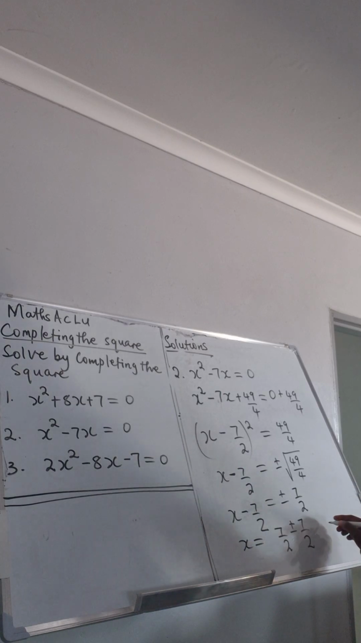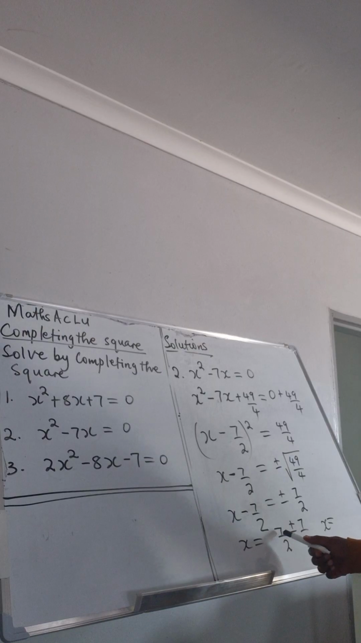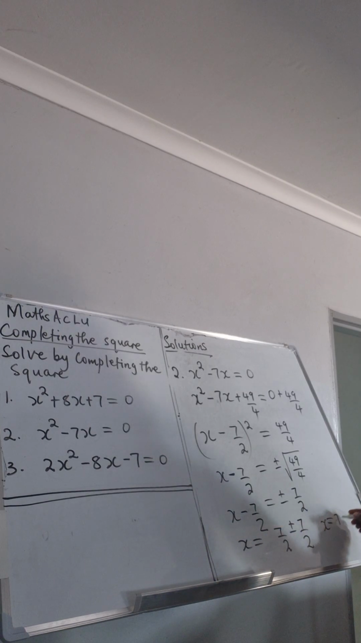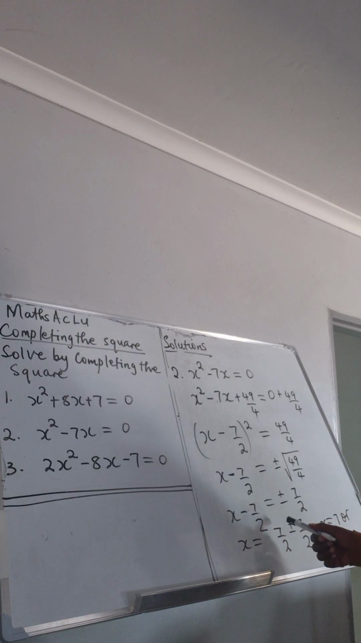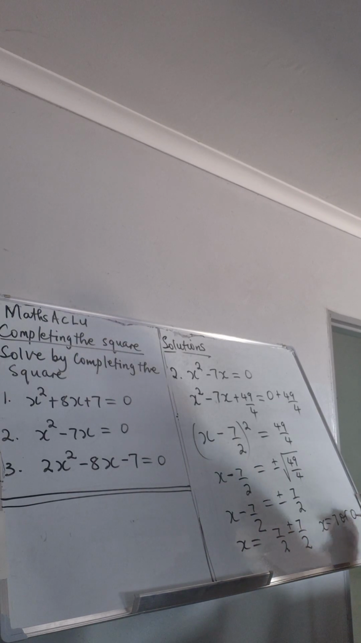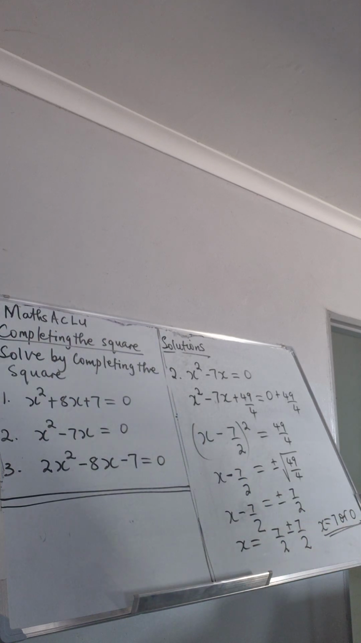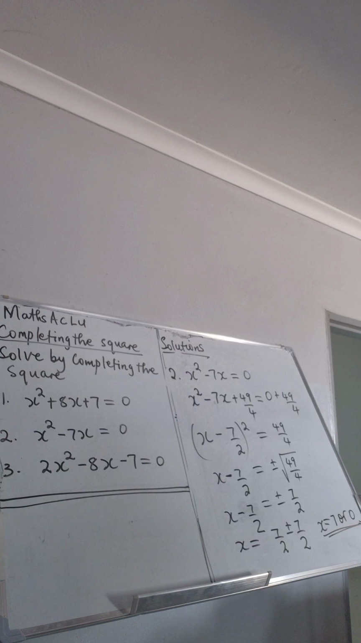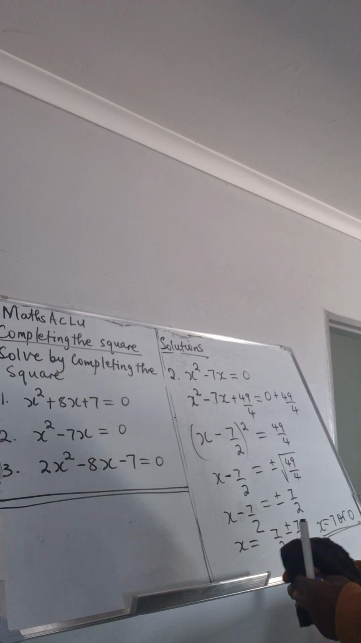So your x is 7 plus 7 is 14 over 2 is 7. Or 7 minus 7 is 0 over 2 is 0. So that is your answer. X is equal to 7 or 0. That is the solution for number 2.